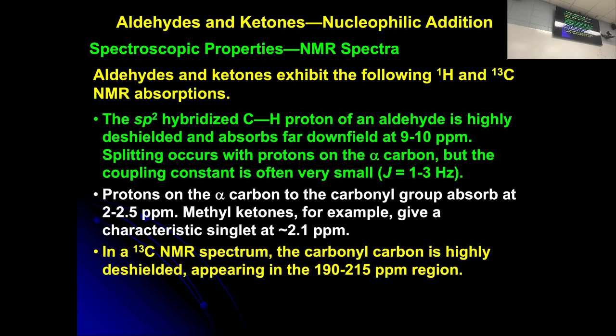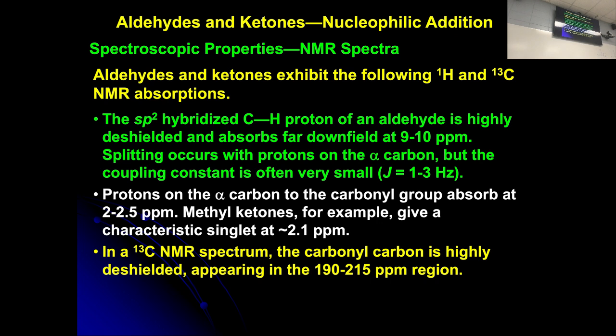The hydrogen on the aldehyde is going to be pretty far downfield in the proton NMR. You're going to find it somewhere around 9 to 10. Okay, so I would expect this proton to be somewhere around 9 to 10. That's usually a good indication that you've got an aldehyde. Obviously, a ketone not having a hydrogen on that carbonyl carbon isn't going to have anything down there.